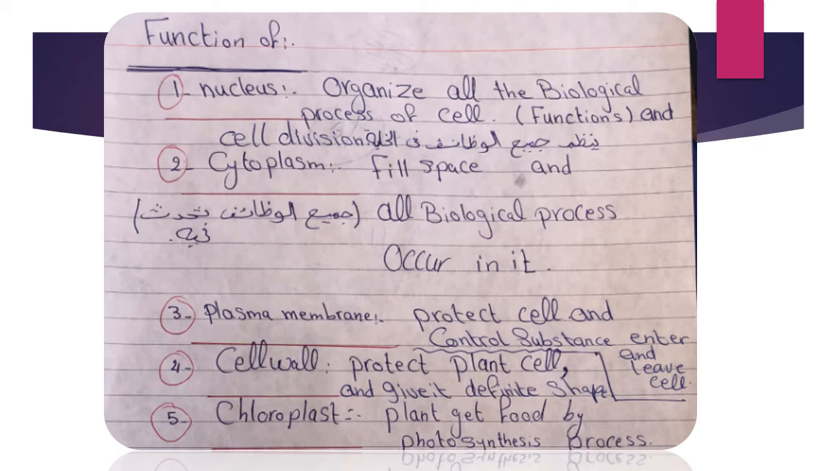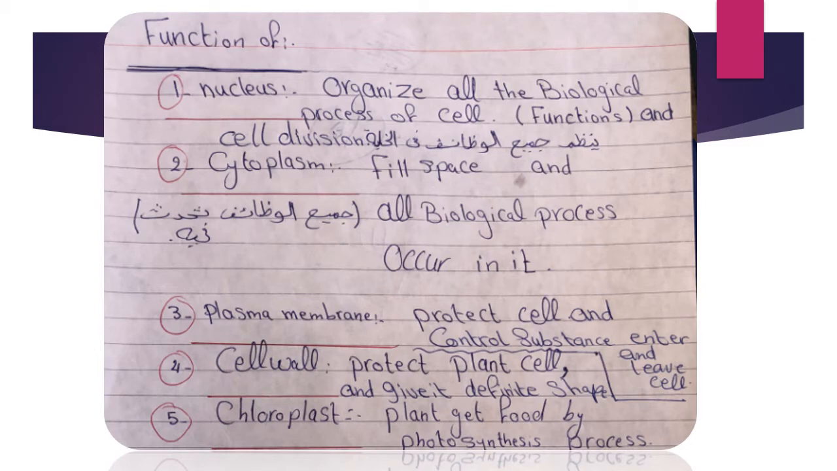What is the function of cytoplasm? Cytoplasm is the fluid which fills the space. The dots we see in the drawing are a fluid that fills the space inside the whole cell, and all the organelles inside the cell are suspended in it. What is the function of the cytoplasm? All biological processes occur in it. All the functions of the cell, everything the cell does, happens in the cytoplasm. Again, the cytoplasm is the fluid which fills the space, and all biological processes occur in it.